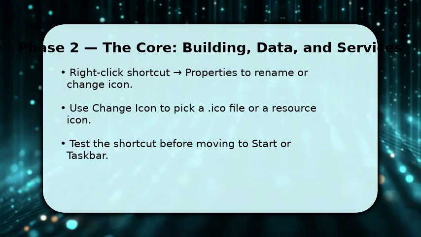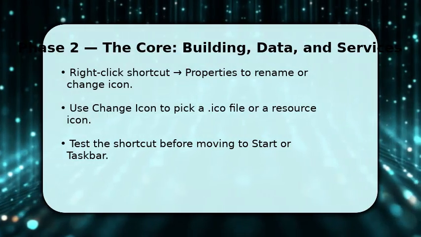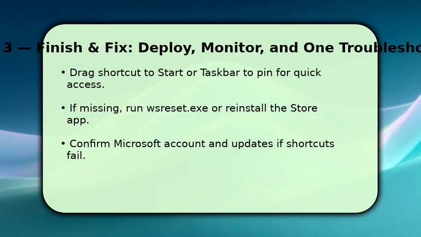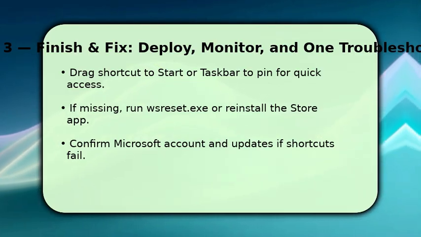If it launches correctly, you can drag it into Start, pin it to Taskbar, or place it in a folder. Make sure it still opens the correct app. To finish, place the shortcut where you want it. Drag it to Start to Pin as a tile, or right-click and choose Pin to Taskbar for one-click launching.